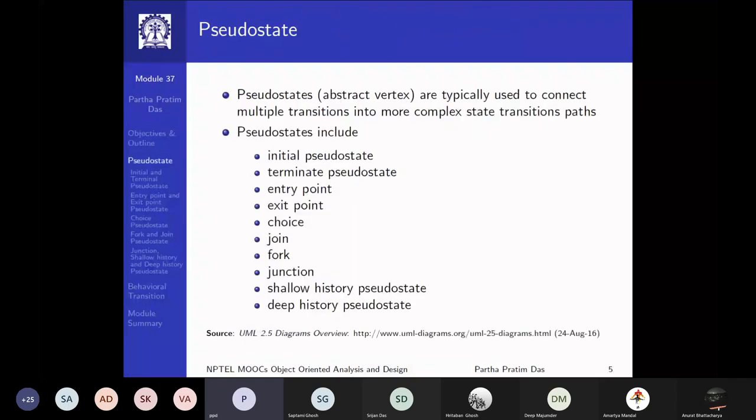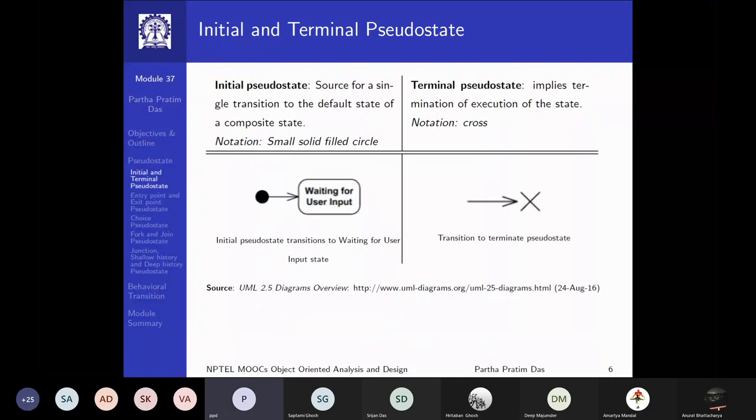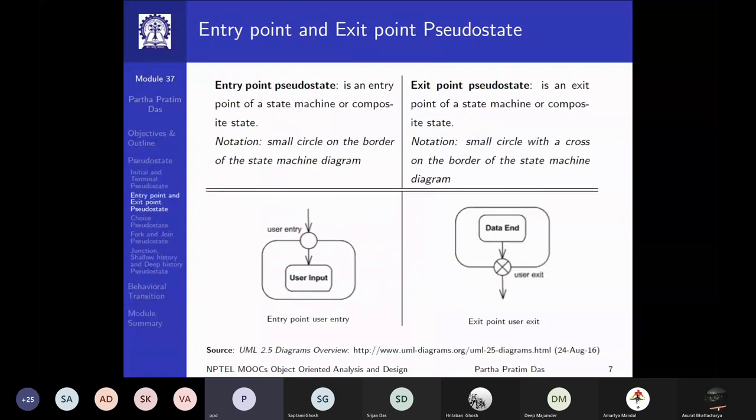This is a repetition of that. So a pseudo state may include the initial pseudo state, terminal, entry point, exit point, choice, fork, join, and so on and so forth. So this is the initial pseudo state. You have already seen the terminal pseudo state. So this one is a pseudo state, right? This solid circle is not a reality. It's your depiction that this is where you start. This is a depiction that this is where you end. So these are our pseudo states.